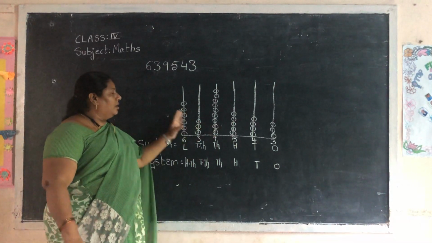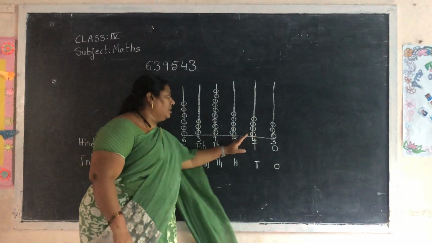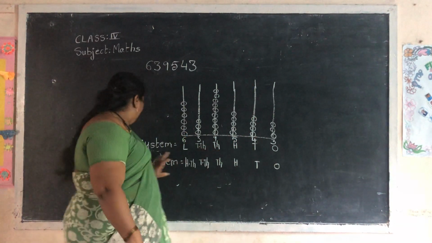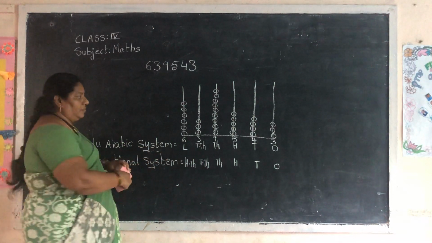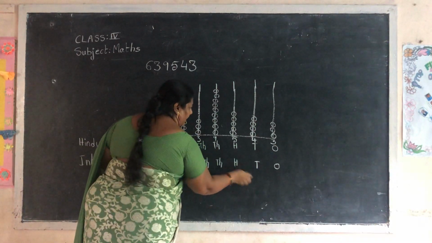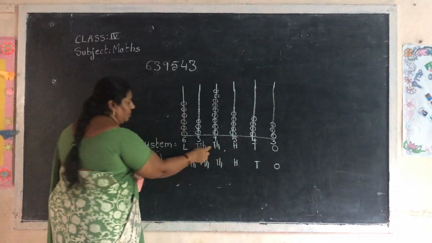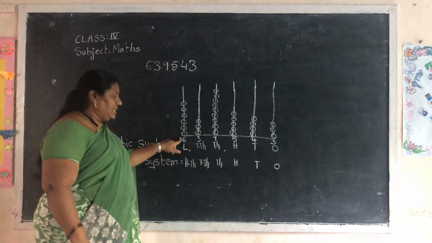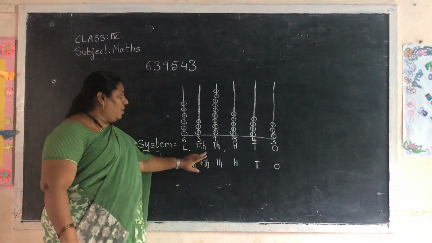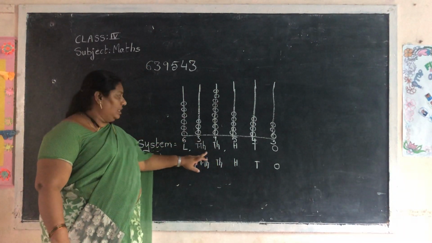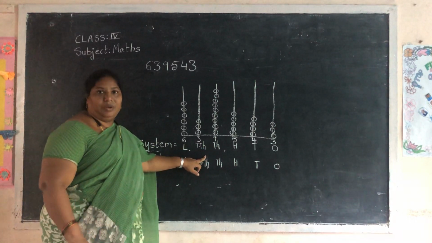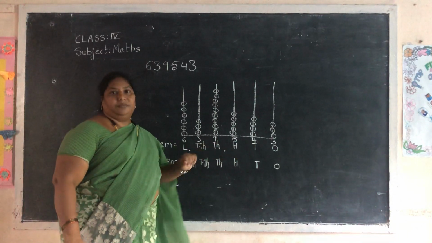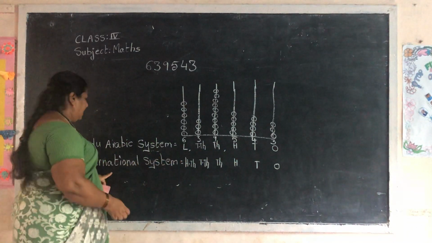In these rods, like those beads. Here see now, in the Hindu Arabic system: ones, tens, hundreds, thousand, 10,000, lakh. How do you read? 6 lakhs, 39,000. Don't read 30,000, 9,000. These two places are in one period only, that's why 39,543. Okay, now next, the international system.